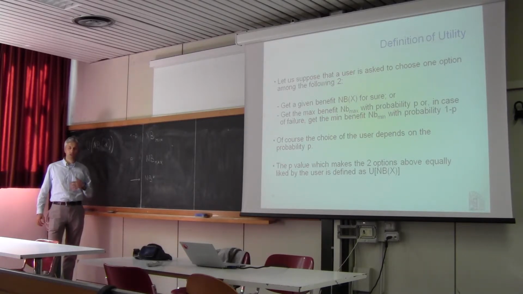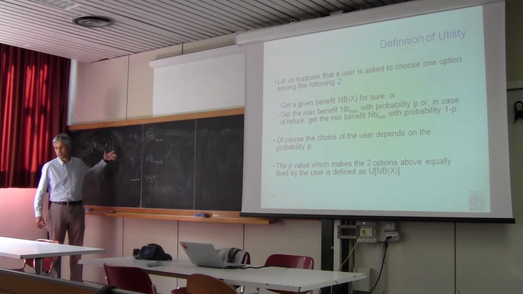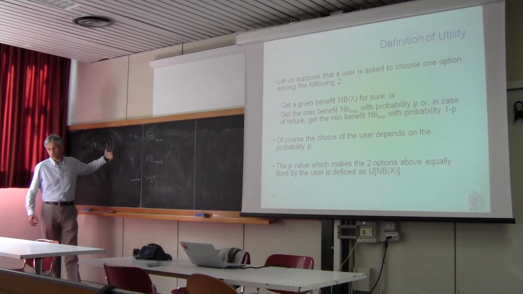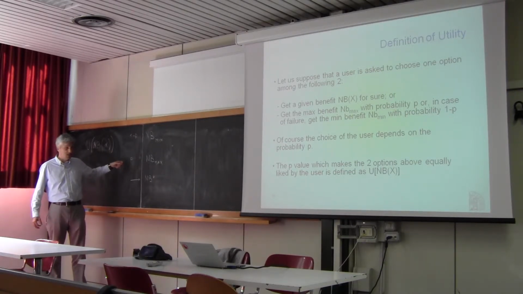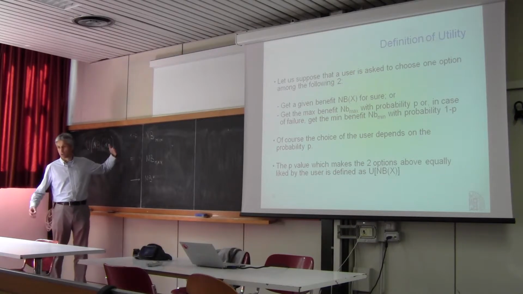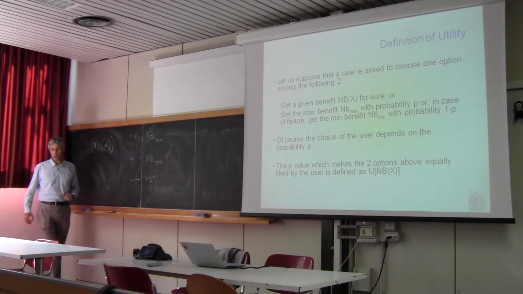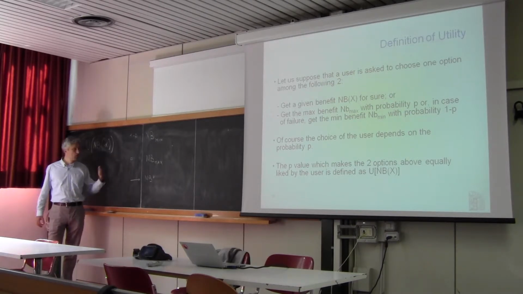So what would be the reply of your user? The reply, of course, depends on the P value. If you tell him that P is equal to 1, he, of course, would select the second option. He would say, yes, of course, I take the second because I get the maximum. If you tell him that P is equal to 0, he, of course, would prefer to get, for sure, the net benefit NB star, which is, in general, greater than the minimum. And if you say the probability P is 50%, 0.5, then he starts thinking it.